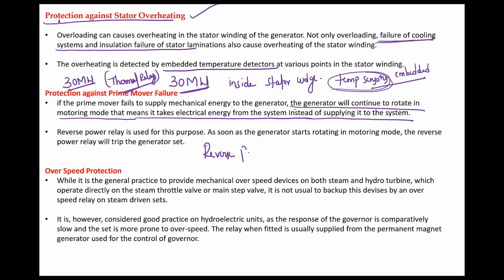We already told this one. Reverse power relay, or the other name is reverse wattmetric relay. Next, for overspeed protection, generally this overspeed relay is not used for steam turbines.